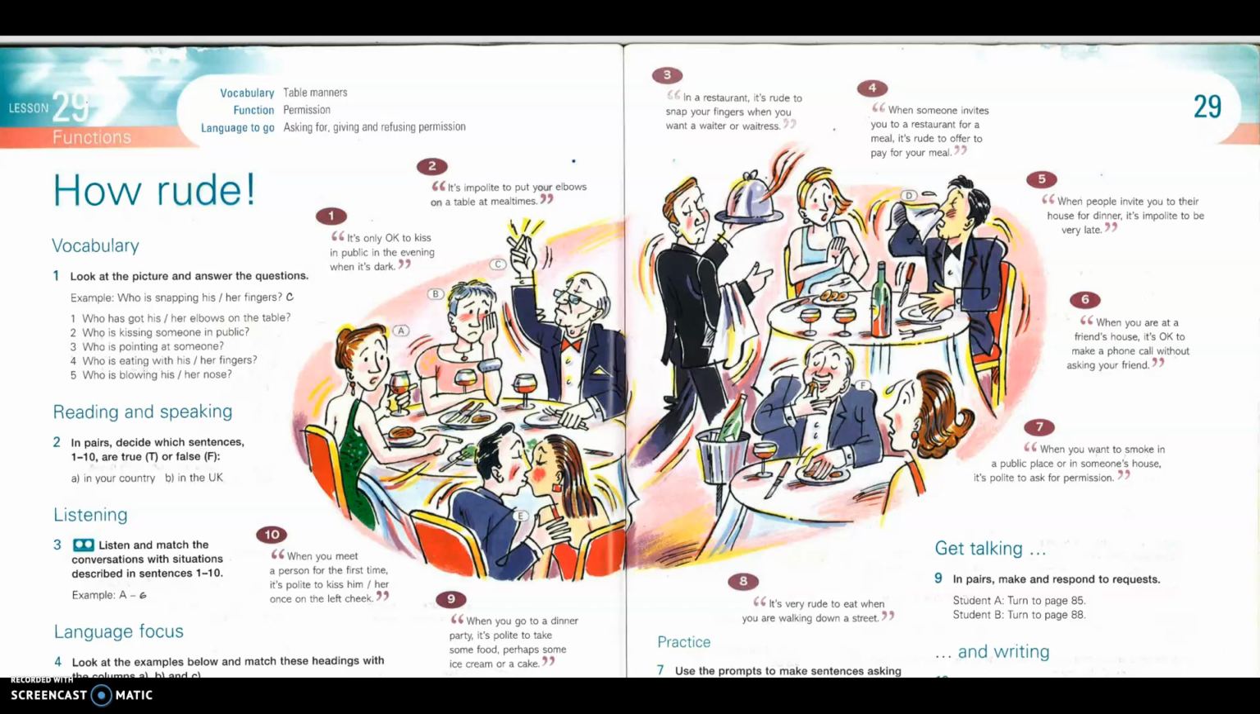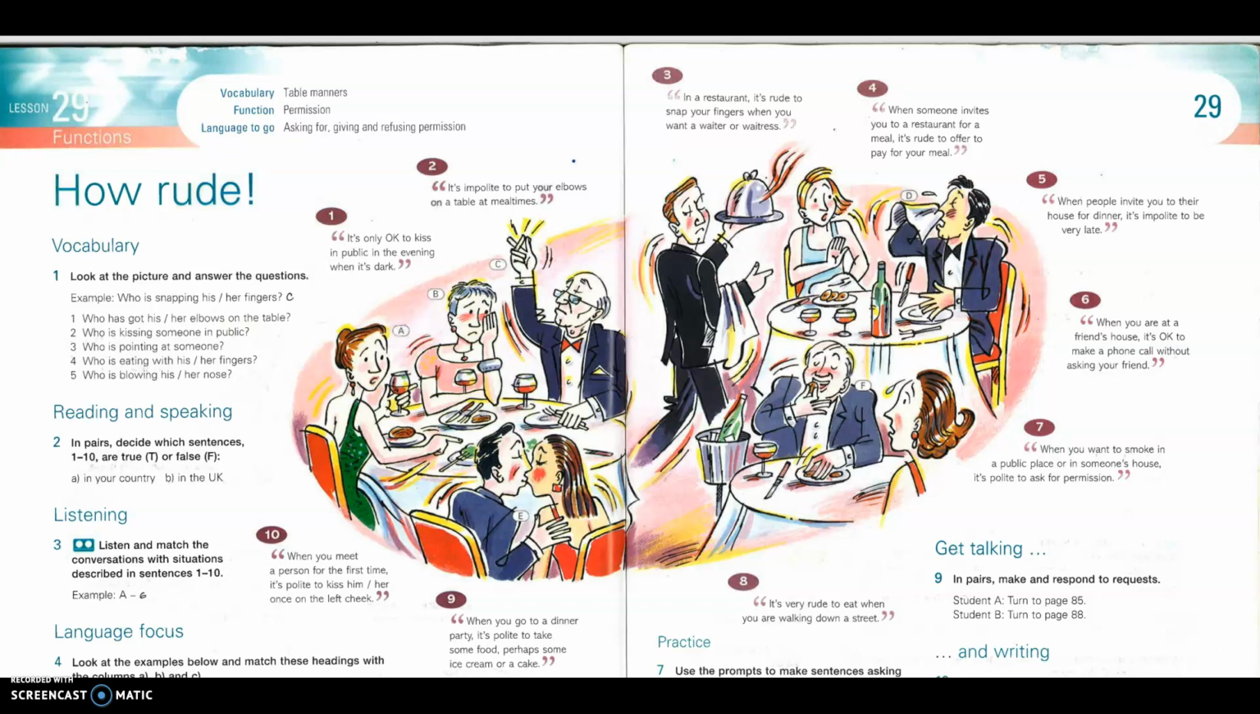The first activity, number 1, aims to work out whether the students know this vocabulary. Put your elbows on the table, kiss someone in public, point, eat with your fingers, blow your nose. It depends on the level of your students. If you think that they're quite a strong class, then you could simply just start with this activity and treat it like a diagnostic test. Do they know this vocabulary? So give them the sentences and the picture, and get them to match the sentences to the pictures.